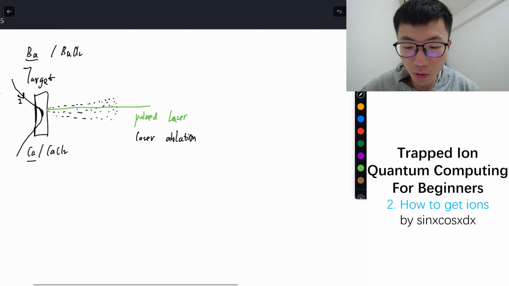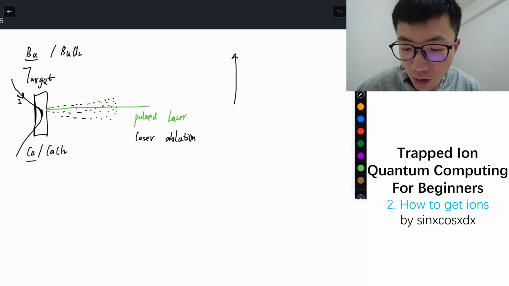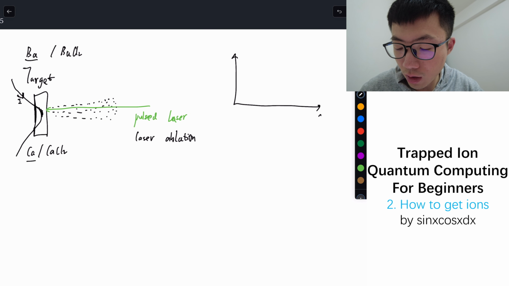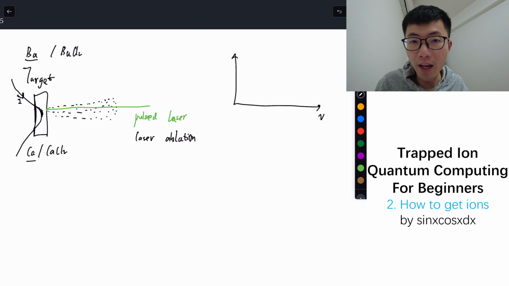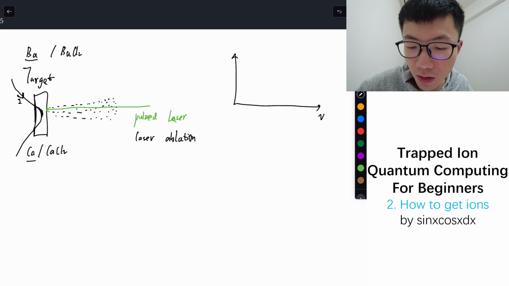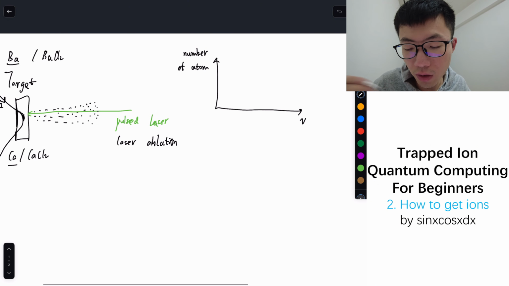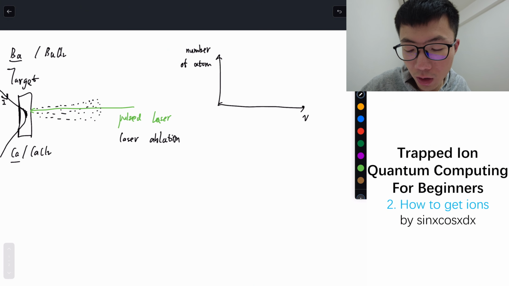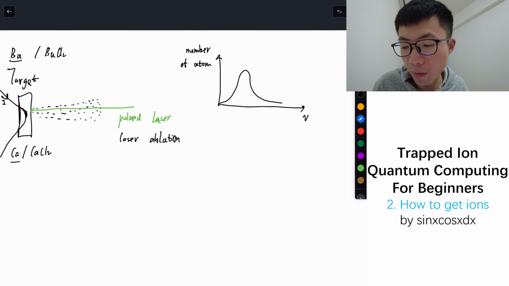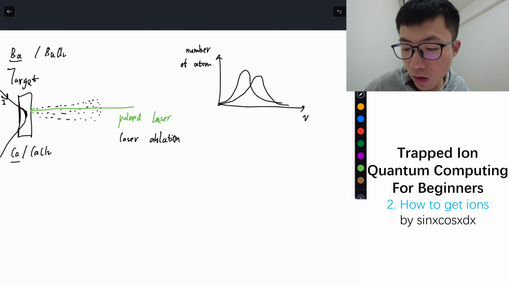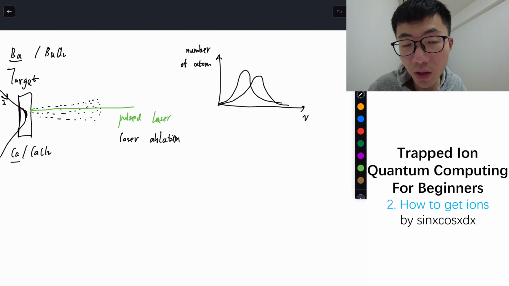For example, we can draw a statistical picture. This is the velocity of the atoms, and this is the number of atoms. It's just a velocity distribution function. If the temperature is low, if the power is low, then it might be here. However, if the power is very high, it might be here. And the average velocity will be higher.